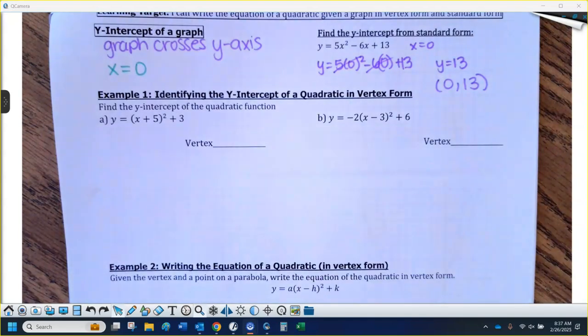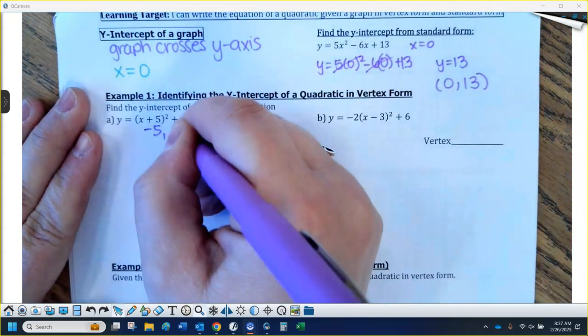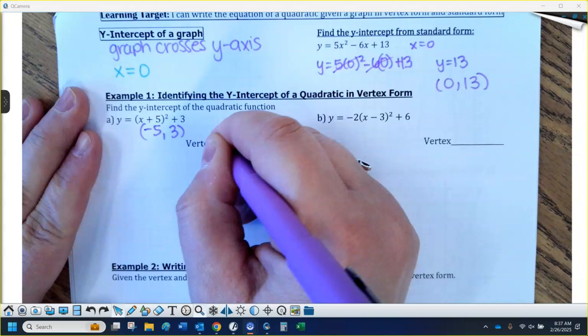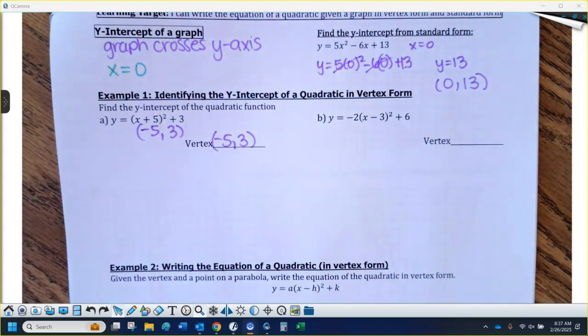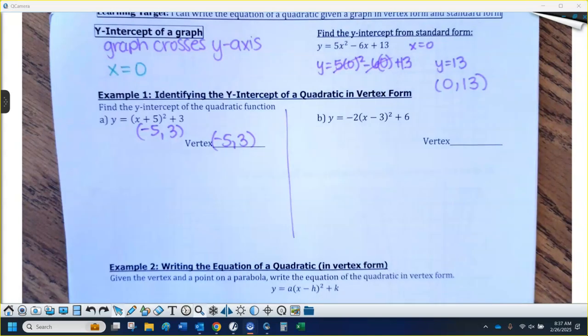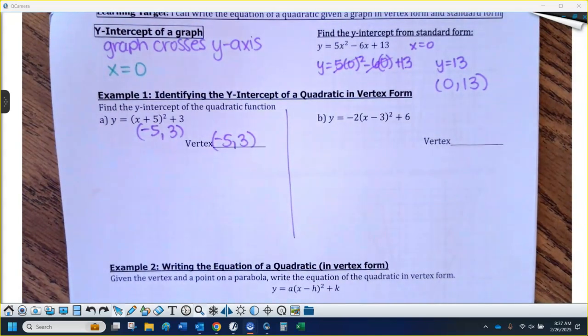Can anybody tell me what the vertex for that parabola would be? If it's in vertex form, you can see it from the equation. And I would say opposite, copy, to help you. Negative 5, 3. All right, opposite inside with the x, copy whatever's outside, that's the y. So negative 5, 3.